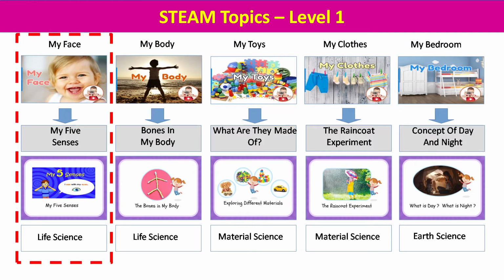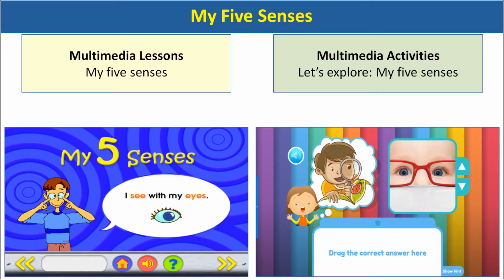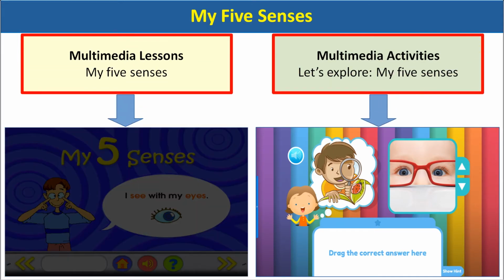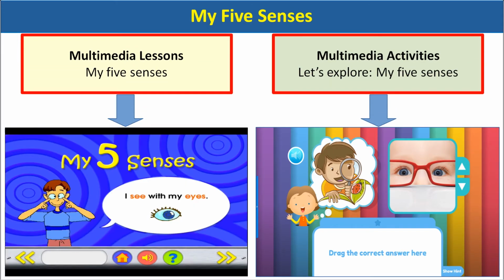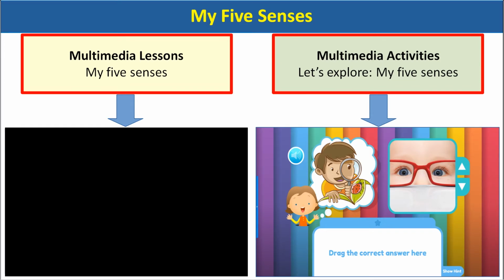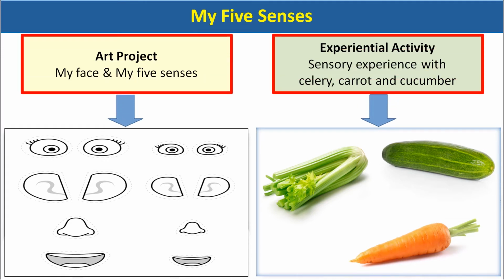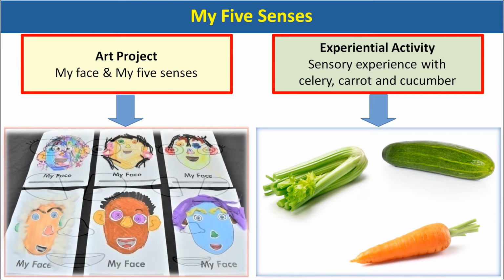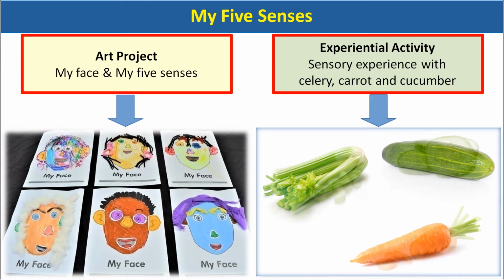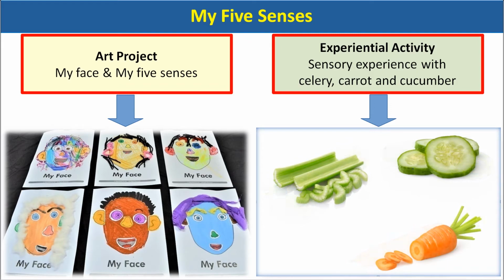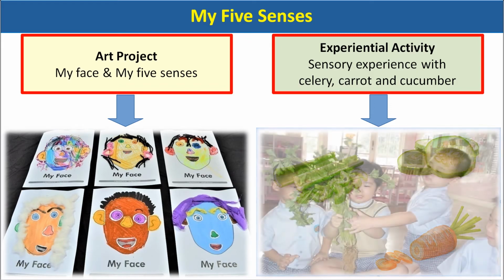An example from Level 1. My 5 senses. Children will first be introduced to the topic through multimedia lessons and activities. I see with my eyes. I hear with my ears. These are followed by the art project and the experiential activity, where children put together a set of facial features on a face template and, through a sensory experience, develop an awareness of their 5 senses.